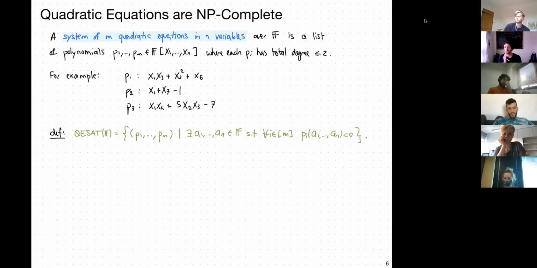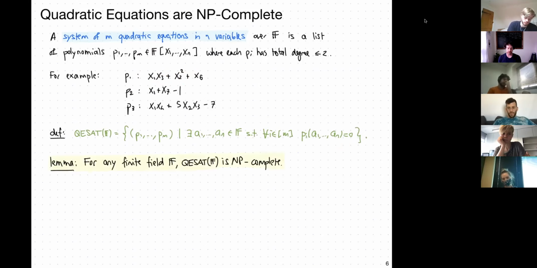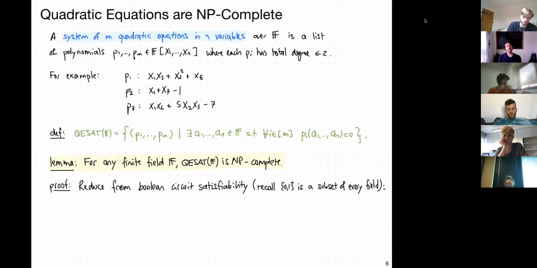If you come from algebraic geometry, then this is an algebraic variety, but we'll make no attempt to talk about this geometry here. We just want to show that this is NP-complete. And the reason is a simple thing. We can start with the problem of Boolean circuit satisfiability. This is an NP-complete problem. You can also start from 3-SAT or your favorite problem, but this one is nice because it captures any Boolean circuit.